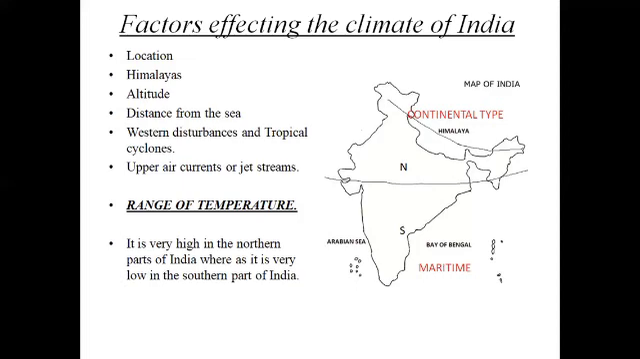Okay. Next, western disturbances and tropical cyclones. During winter, there is an inflow of low pressure depression called western disturbances in northwest India. During the winter seasons in India, a low pressure is formed in the western part of India, in the far west of India, which is called western disturbances.